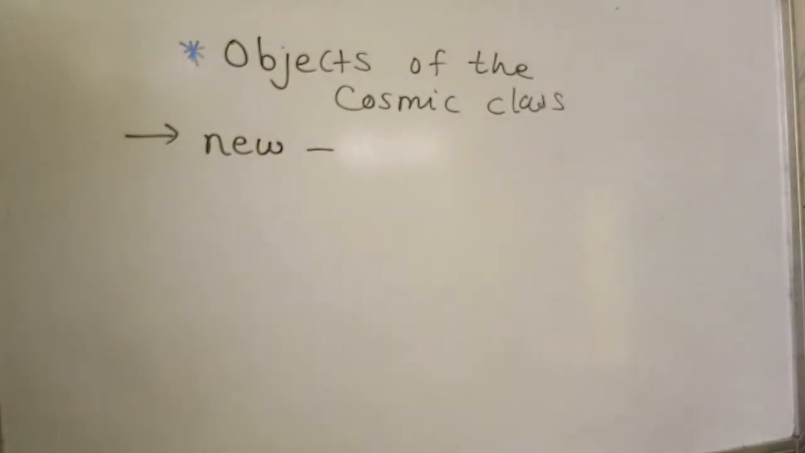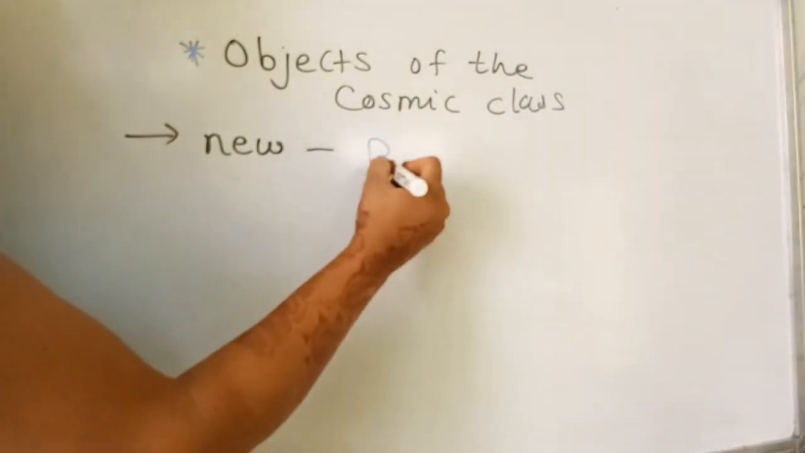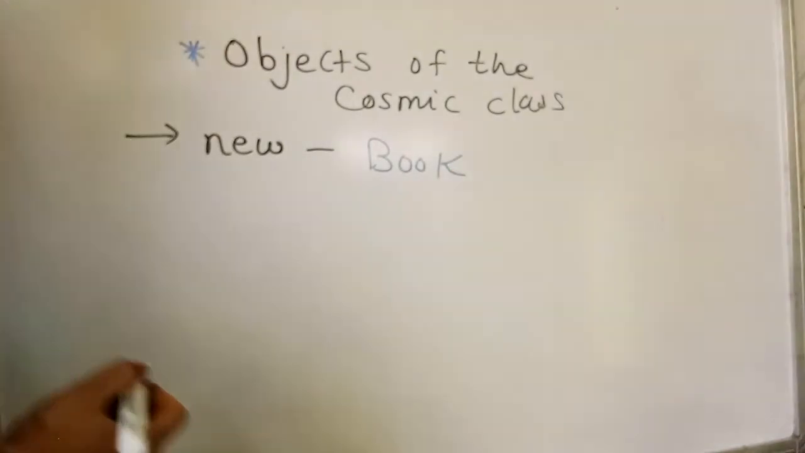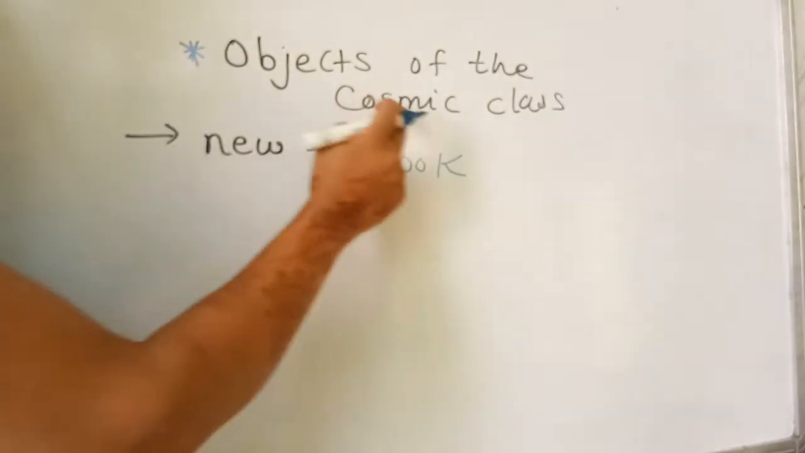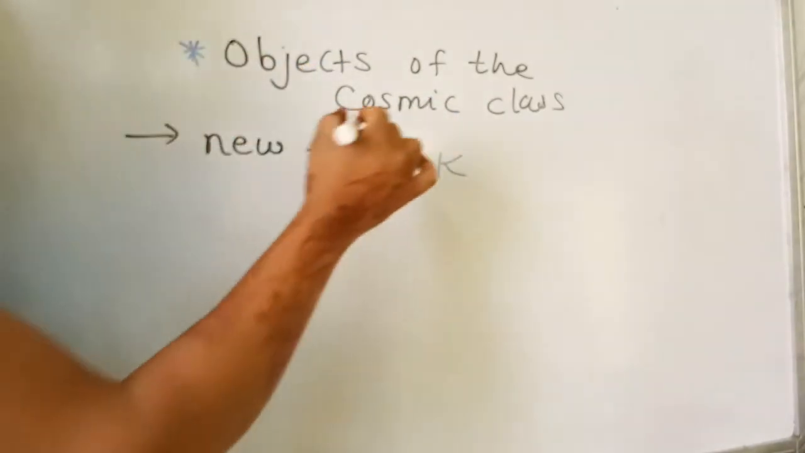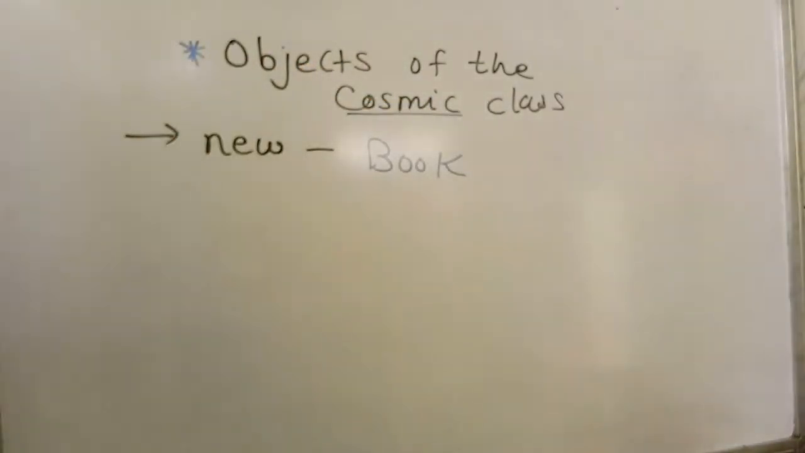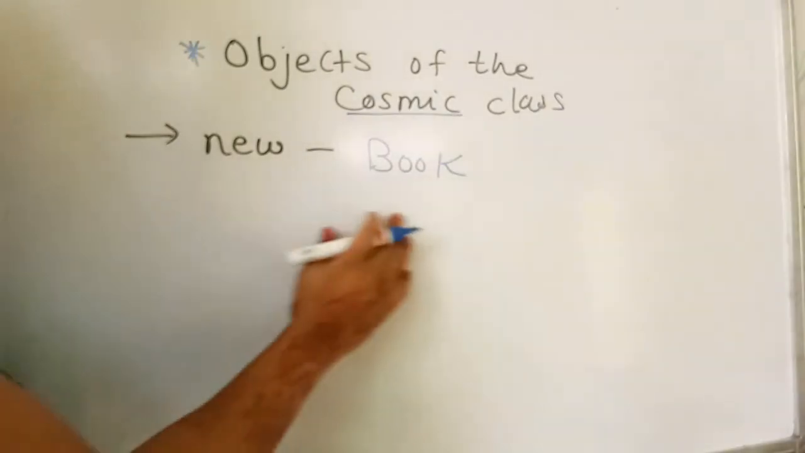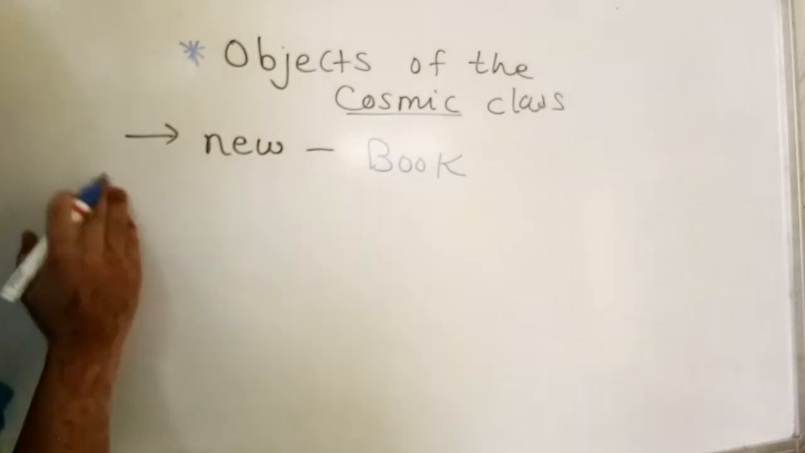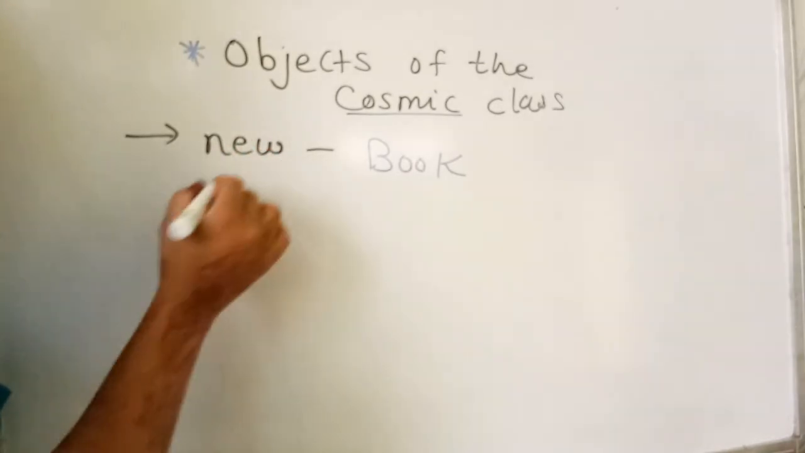The new operator creates an object of the class and returns a reference to the object. How this task is accomplished, we will see in detail. For example, we have a class named book. Suppose it is a book class and you have to create the object. This object is instantiated by the new operator.